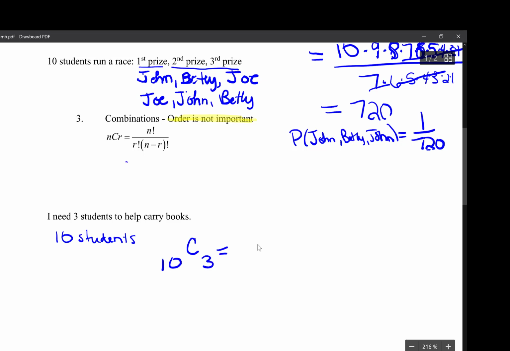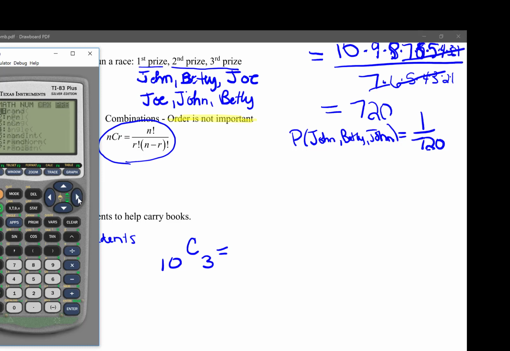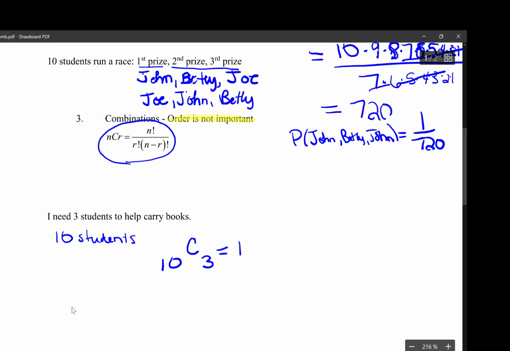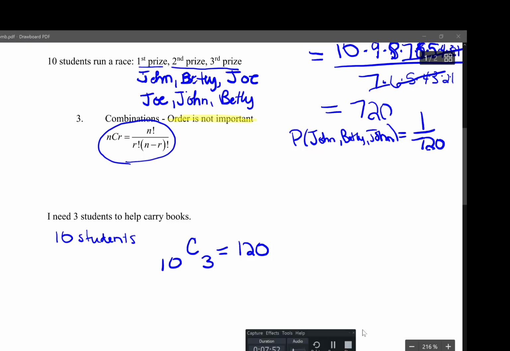So you can see the formula is just slightly different, but let's go ahead and put it in our calculator. We put in 10, go to Math, over to PRB, down to nCr, and then put in our 3, and there's 120 different combinations. So again, if it asks you a probability and there's only one case, you'd be 1 out of that. Make sense?